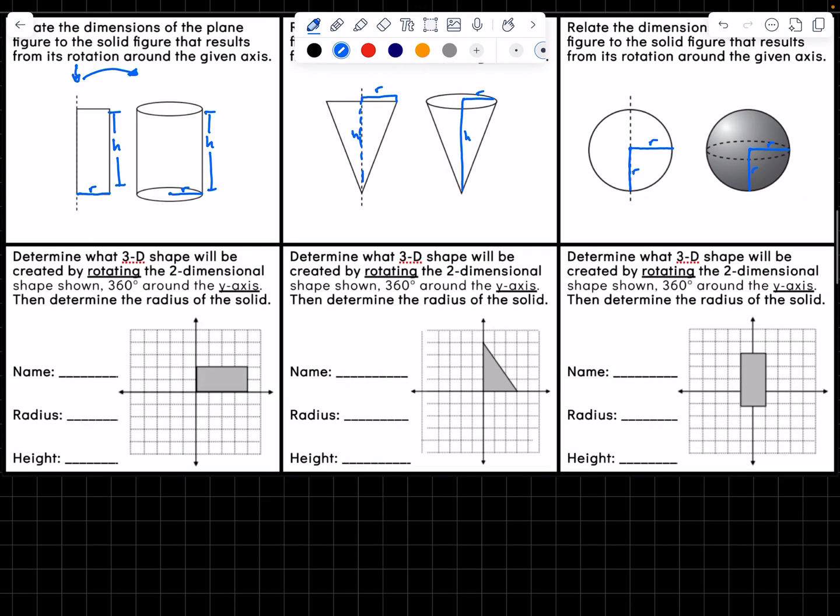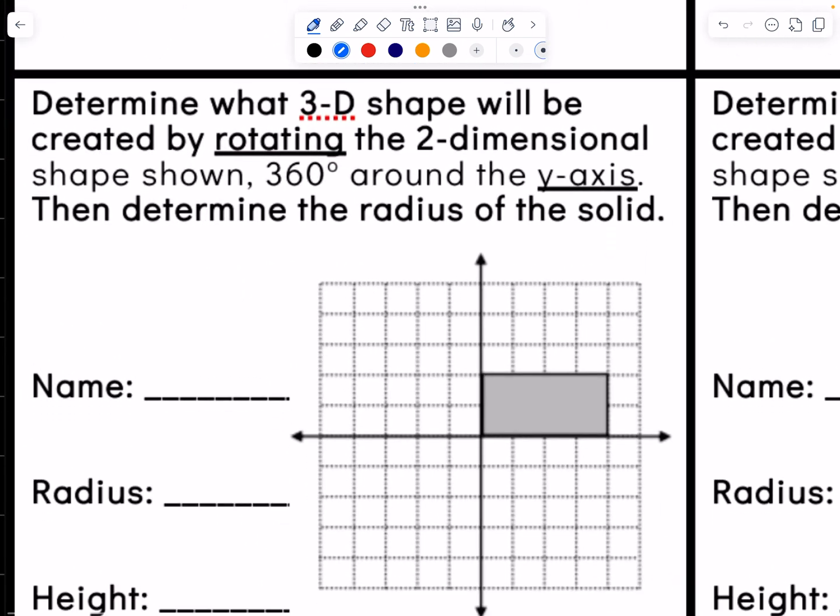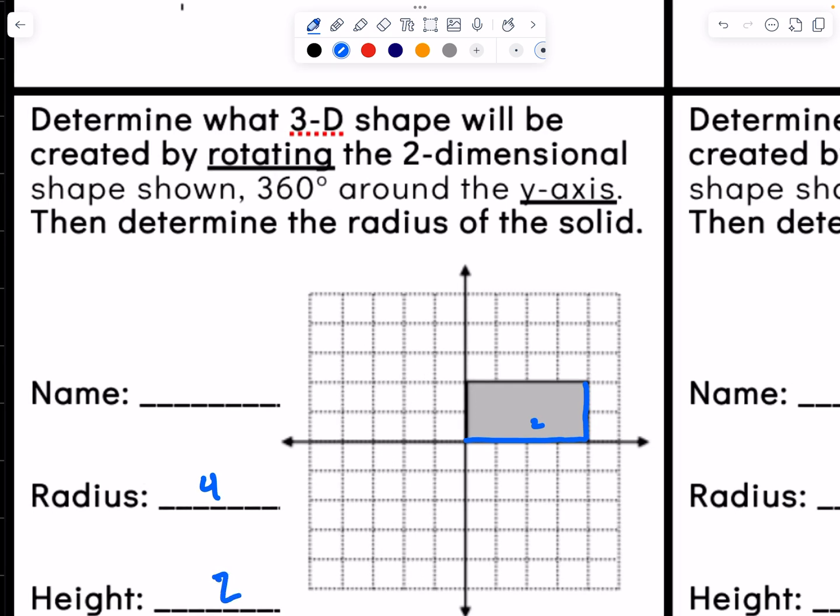So when we are doing this, we're going to determine what three-dimensional shape will be created by rotating the two-dimensional shape 360 degrees around the y-axis, and then determine the radius of the solid. So as we do this, we've already shown our radius is going to be 1, 2, 3, 4. Our height is going to be 2, and we know it's going to be a cylinder. And we're going to take this all the way around.